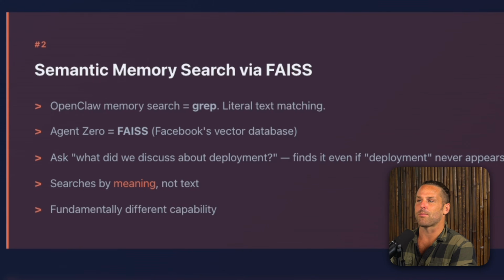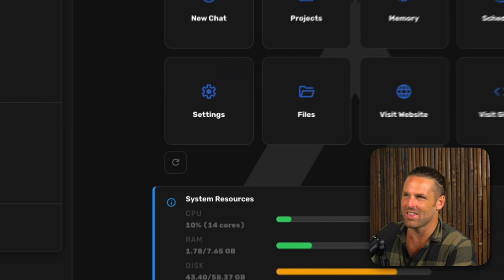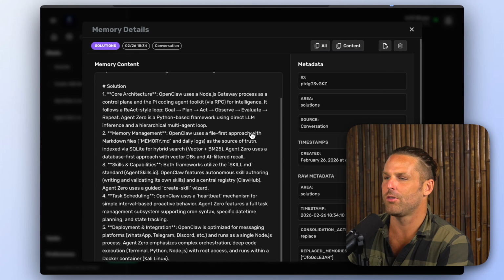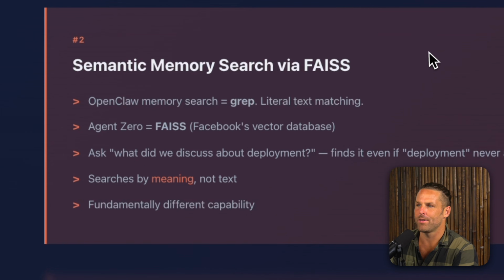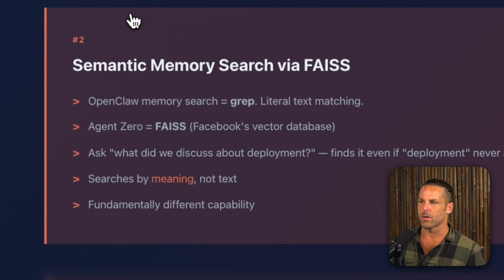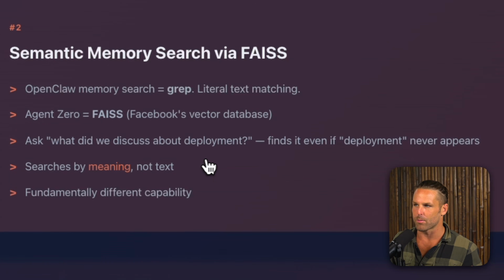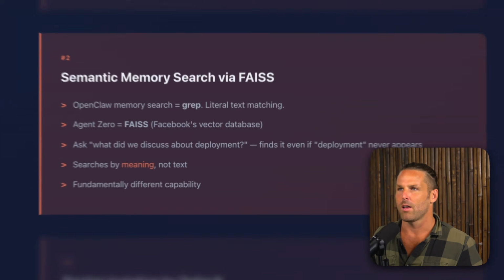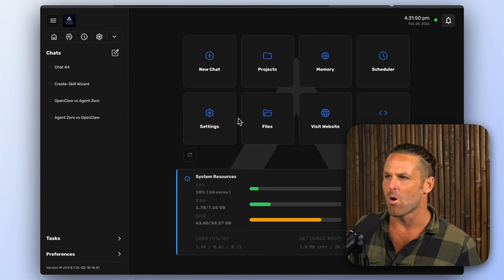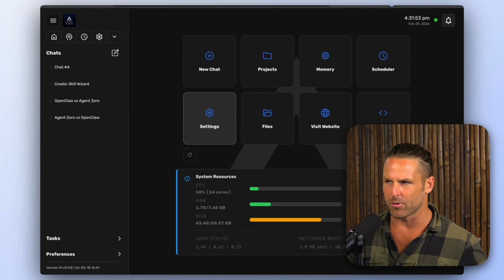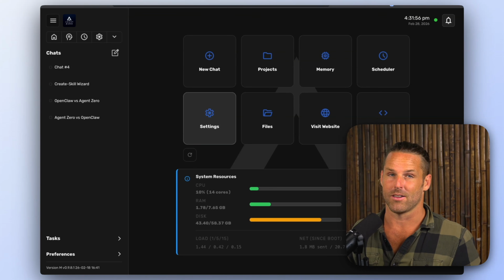Agent Zero does semantic memory, meaning this memory dashboard is searched by meaning, whereas OpenClaw searches by literal text matching. Now, if that's wrong, leave a comment and let me know. But I did do a fair bit of research on this, and as a non-technical person, that ended up being the conclusion I found. The example here is like, what did we discuss about deployment? And Agent Zero can find that even if deployment never actually appears. I don't have it on screen to show you right now, but in my experience, about 6 months using Agent Zero, it does a really good job at that.